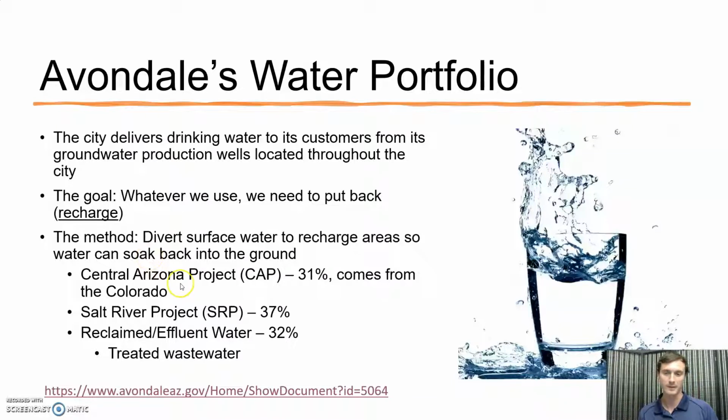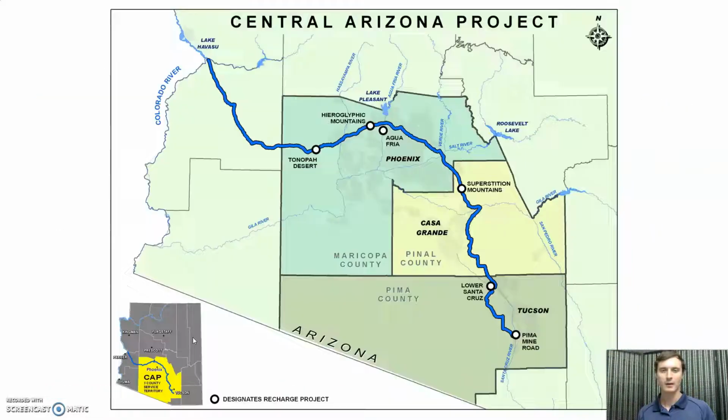back into the ground. And about a third of this recharging water comes from the Colorado River through something called the Central Arizona Project. About a third comes from the Salt River, and about a third comes from reclaimed, refurbished water, right? Treated wastewater. So what about this Central Arizona Project? Well, I've included this just to give a visual, the scale of this project.